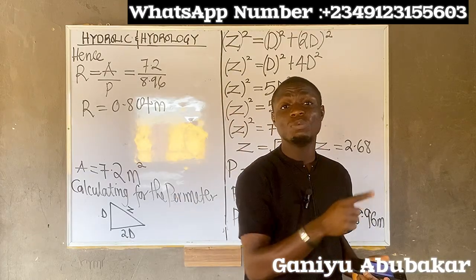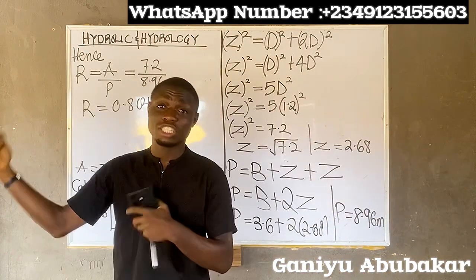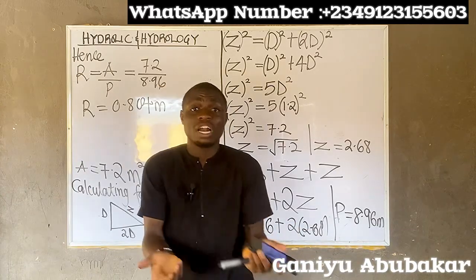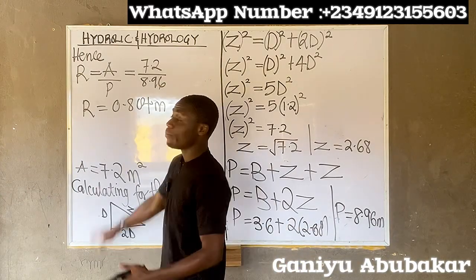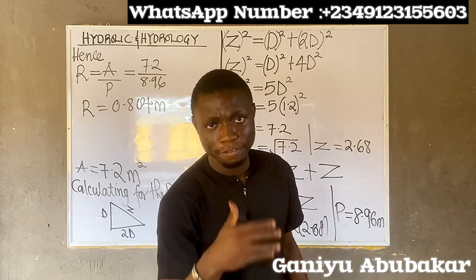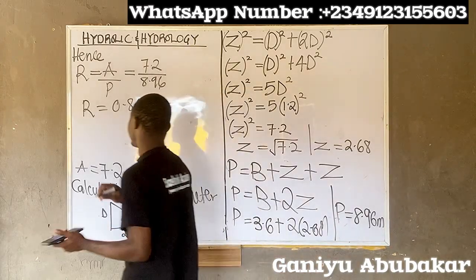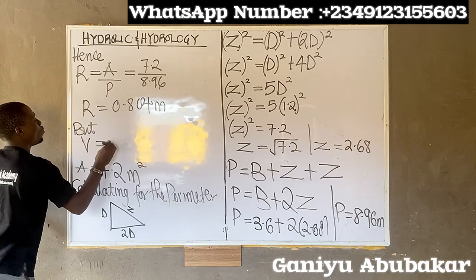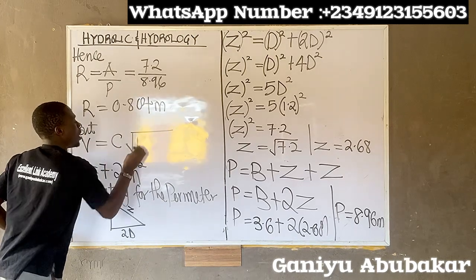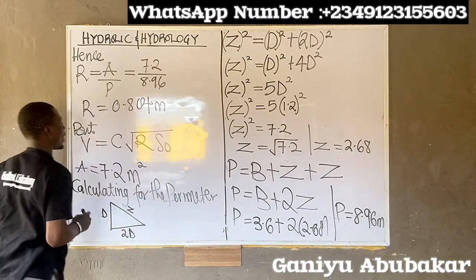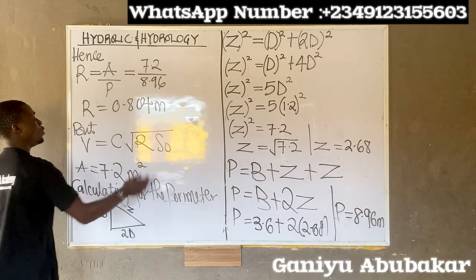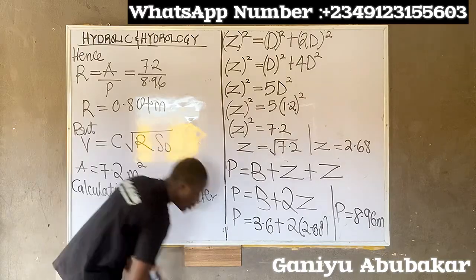You know, in V, we have C root RS naught. C is given, S naught is given. The only thing that's not given is R, and I've gotten my R. So I can proceed to get my V. All right, from here, we said V equal to what? C root RS naught. I can get V now. How? R is already known. I know C, I know S naught. So put in values. What do you get?